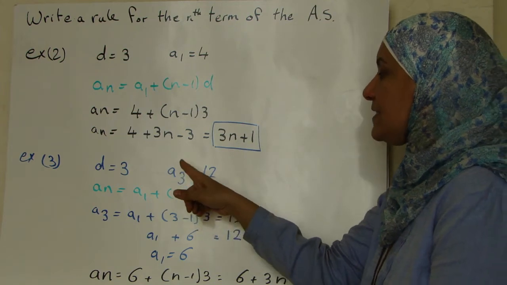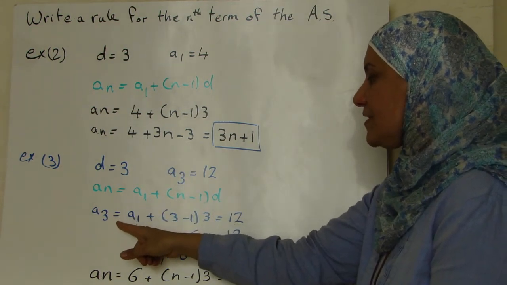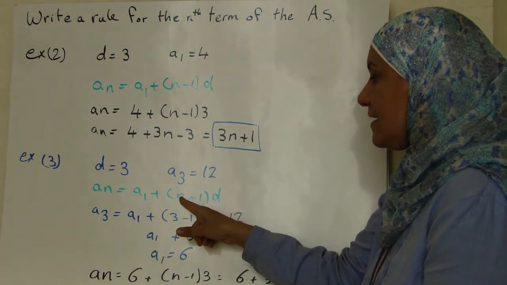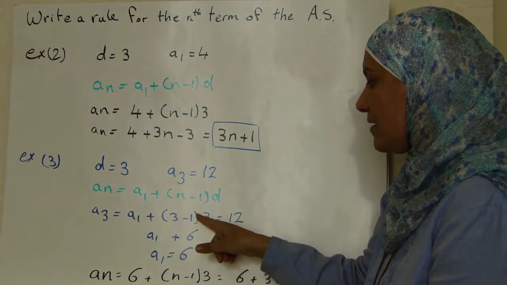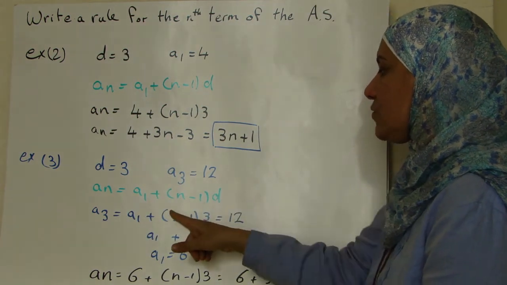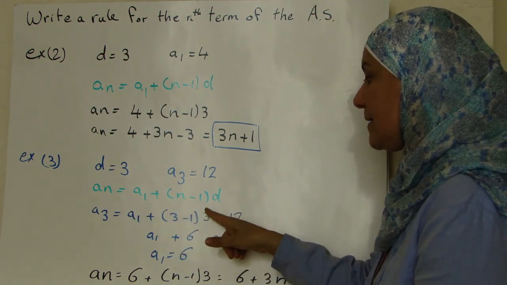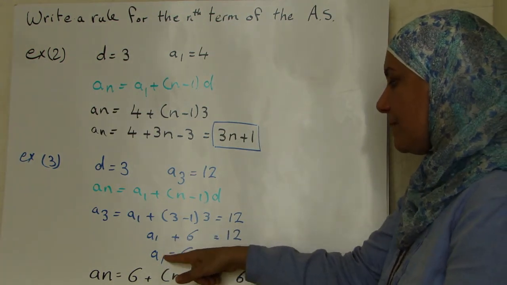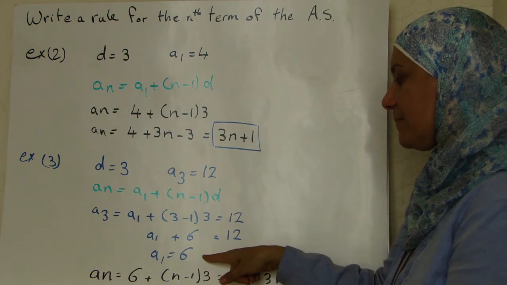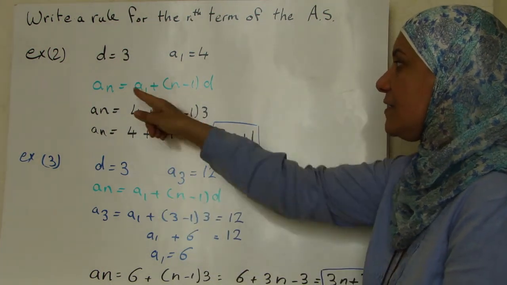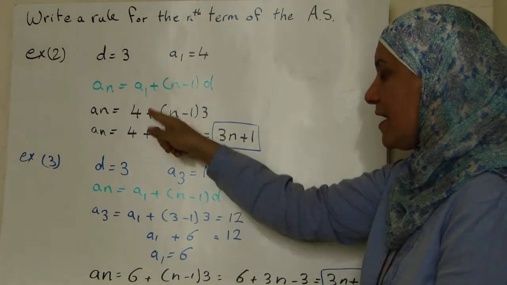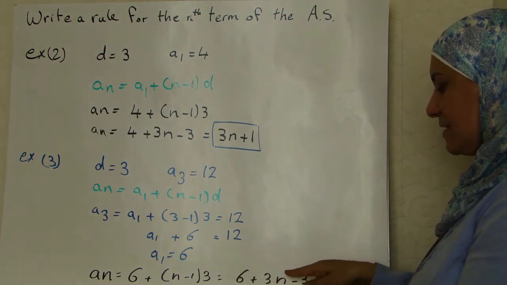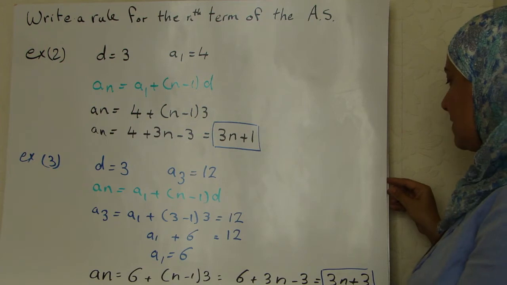I'm going to put, instead of the a3, which is equal to 12, 12 equals a1, which I don't know, plus n, which is 3, minus 1 multiplied by d, which is another 3. So I'm going to have 3 minus 1, which is 2, times 3 equals 6. a1 plus 6 equals 12. From this equation, I get a1 equals 6. Now, can you substitute in your original equation? Of course, a_n equals a1, which is 6, plus n minus 1 multiplied by 3. I'm going to have 6 plus 3n minus 3, which is 3n plus 3.